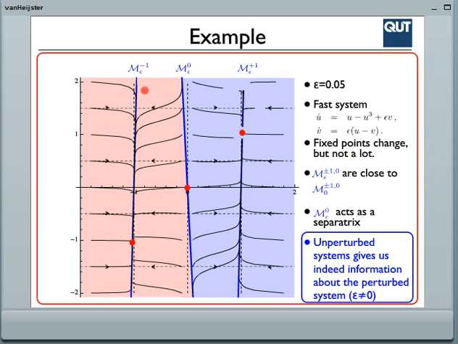Also, the red regions are the stable manifold. This line is also the stable manifold. The red region persists, because it is more or less similar to the original red region.